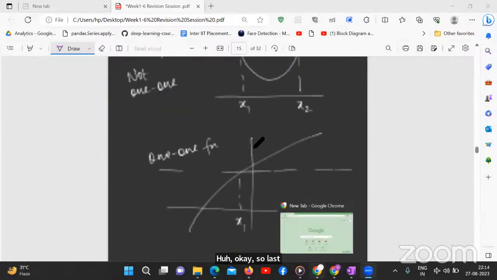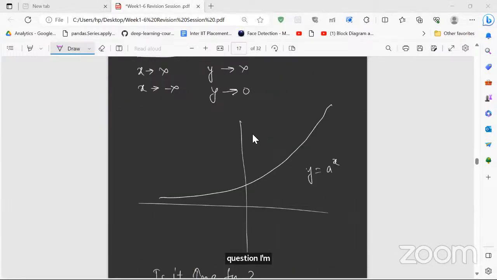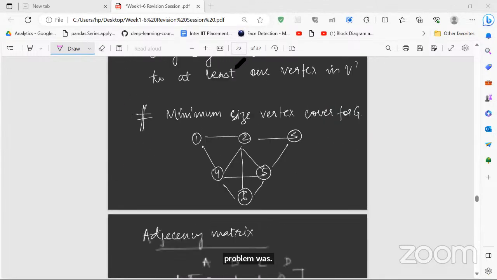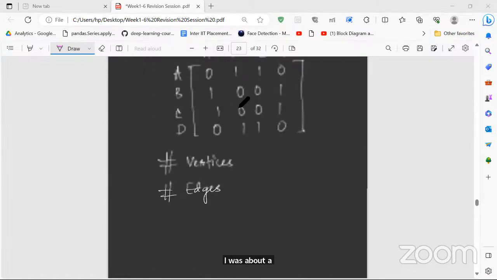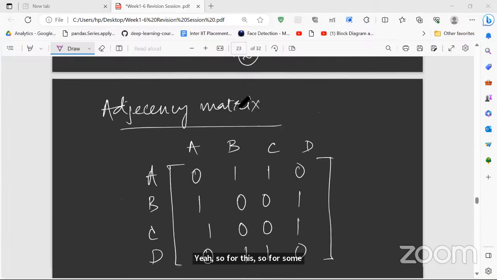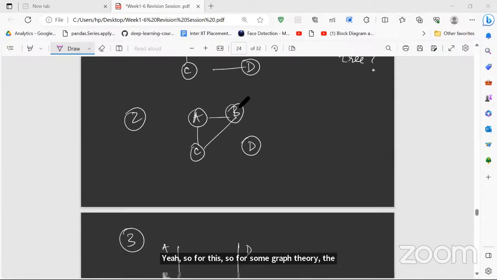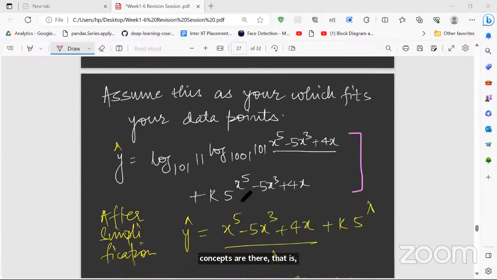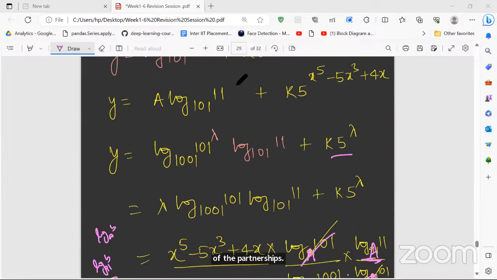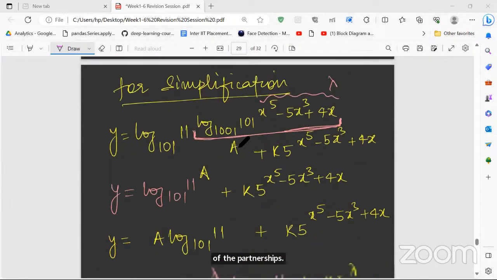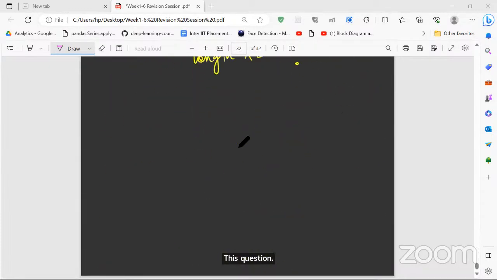Okay, the last question I'll just discuss. What was that last problem? Which one, sir? It was about the loan. For some graph theory, the concepts are there that you can realize. Some person took a revision session for some people where I discussed this graph theory. Sir, the last one, it's on the last slide.